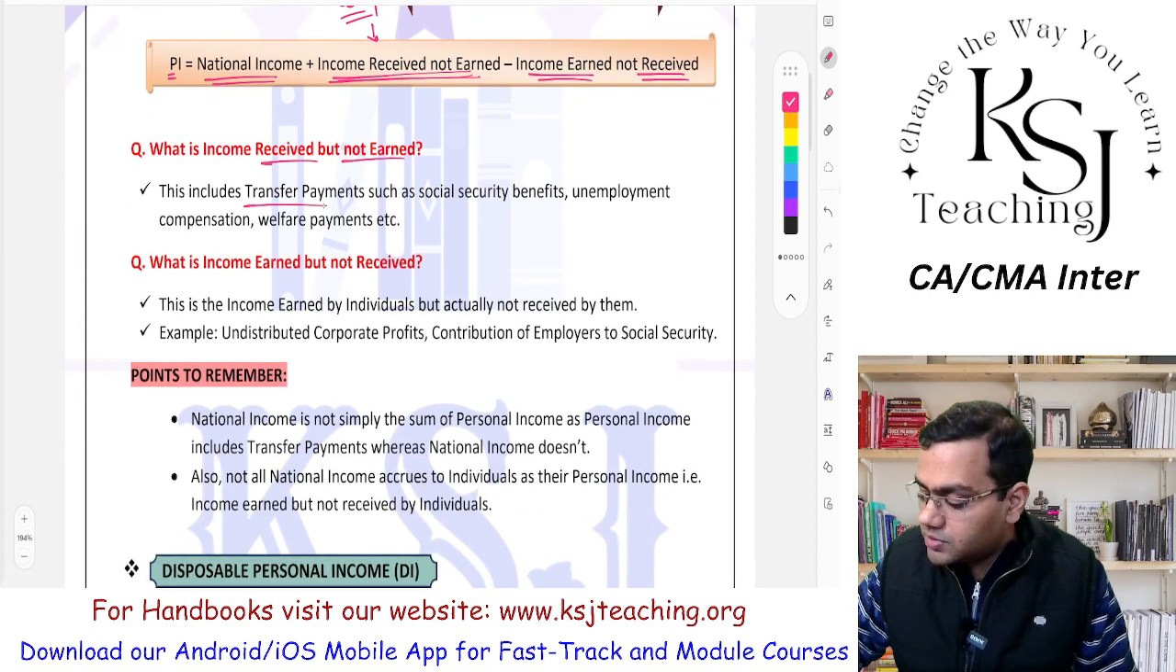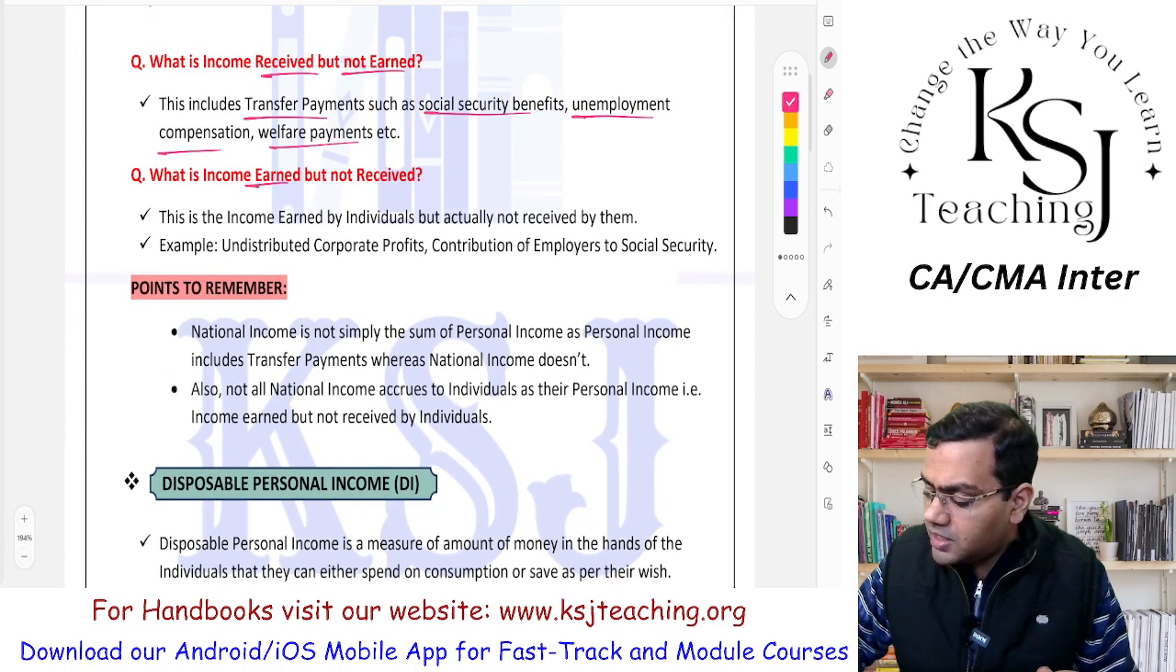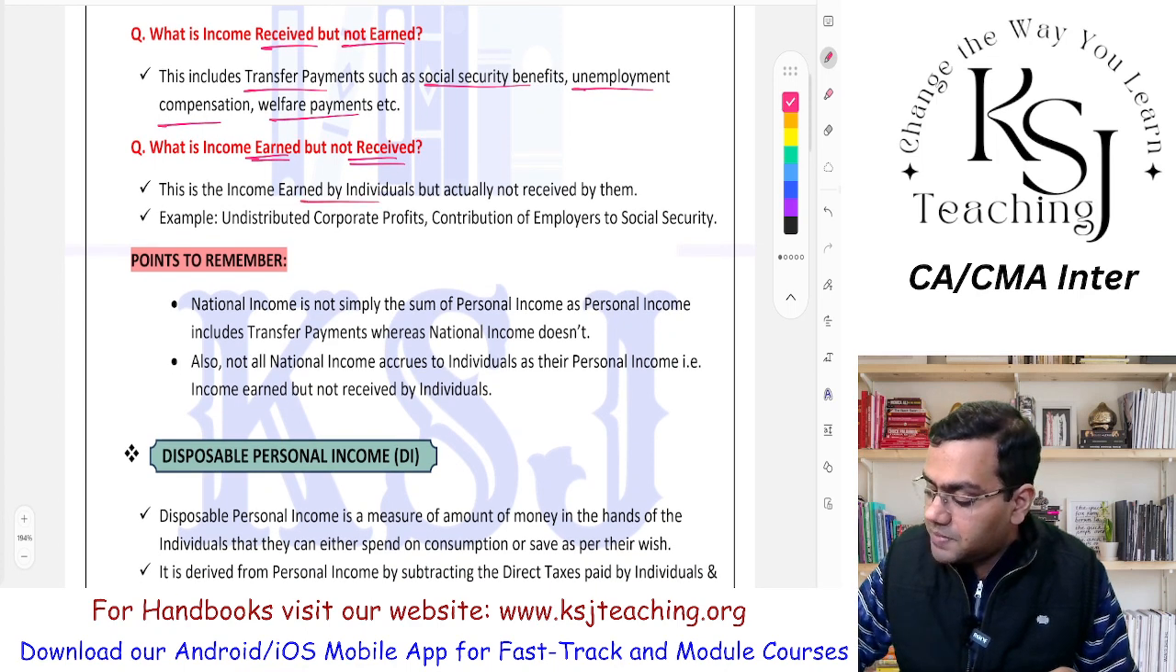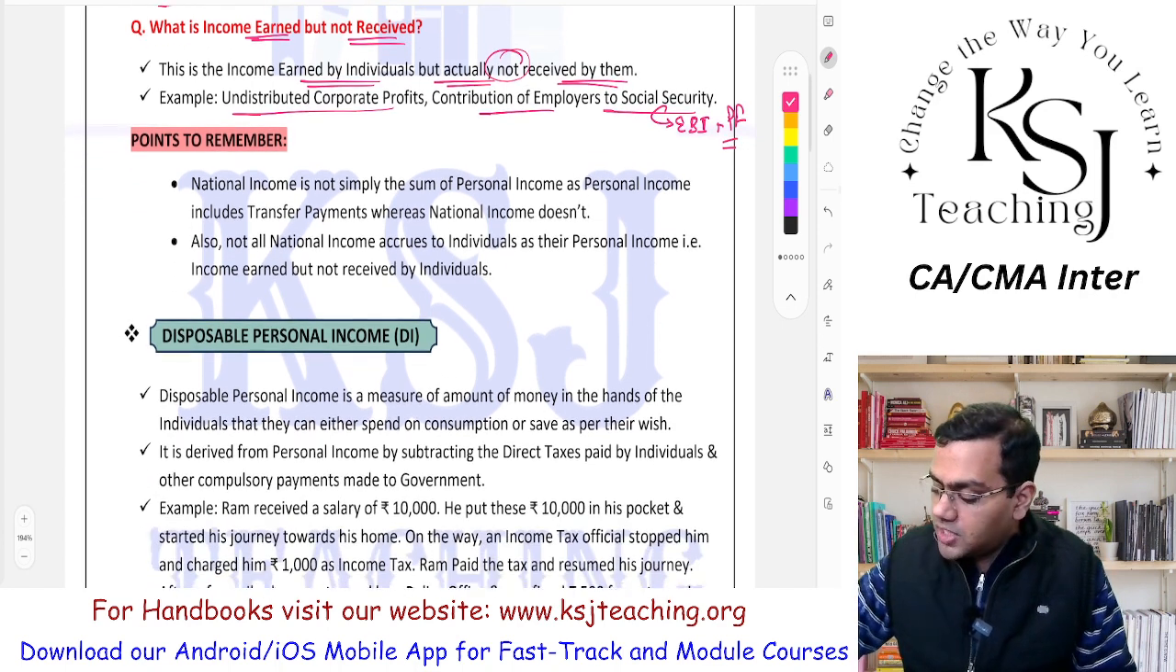Okay. So what is income received but not earned? This includes the transfer payments such as social security benefits, unemployment compensation, welfare payments, already discussed. What is income earned but not received? This is the income earned by individuals but actually not received by them. Undistributed corporate profits, contribution of the employers to social security schemes, that is ESI and PF. Clear? Now, points to remember.